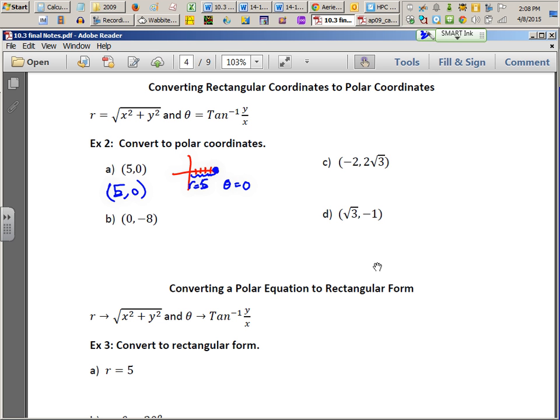So anytime you have a point on the positive x-axis here, the Cartesian and the polar representations look exactly the same. Okay, the next one is at negative 2 root 3.